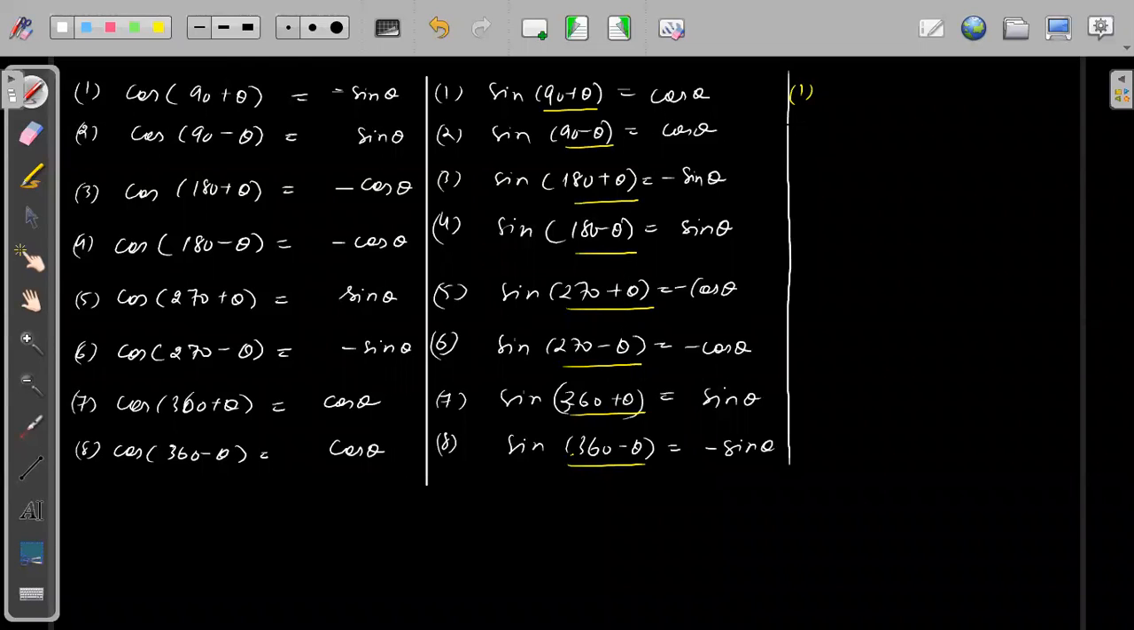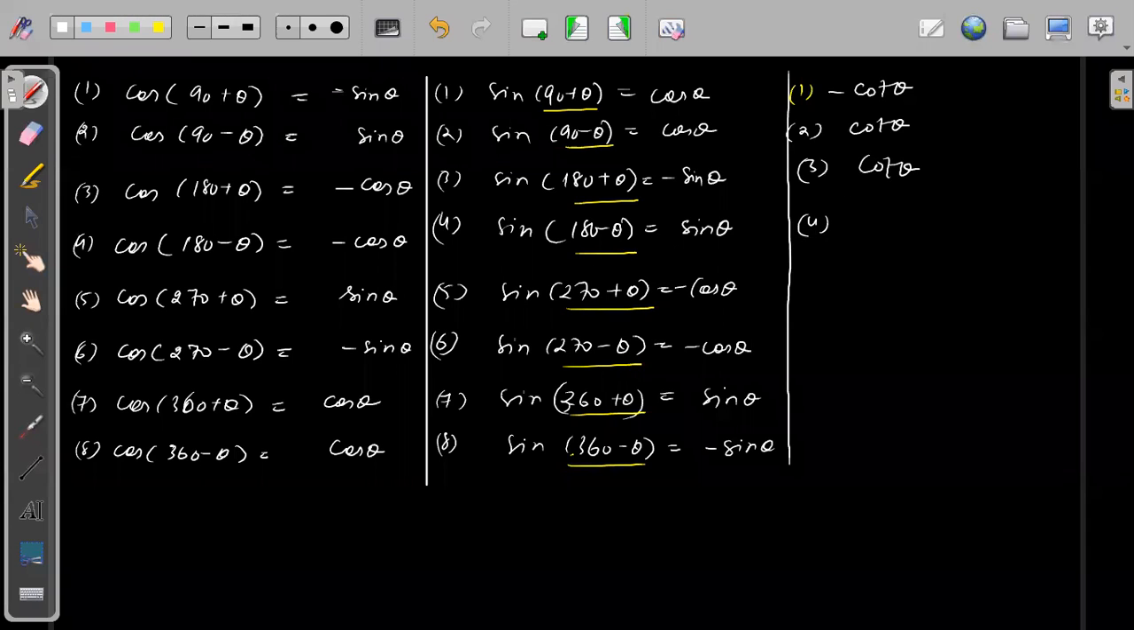Okay, fine. So first, tan of 90 plus theta. What is tan of 90 plus theta? Minus of cot theta. Second, tan of 90 minus theta. What is tan of 90 minus theta? Cot theta. Very good. Third, tan of 180 plus theta. Cot theta. Excellent. Fourth, tan of 180 minus theta.